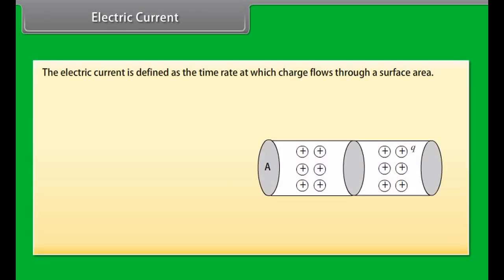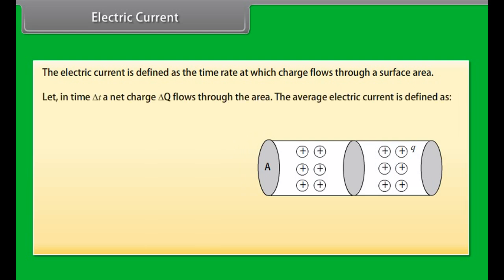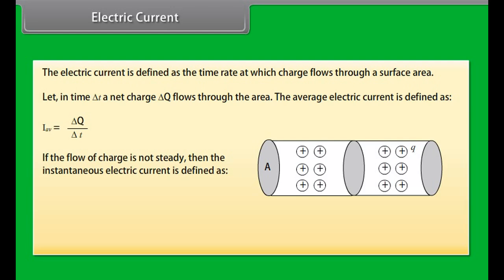Electric current. The electric current is defined as the time rate at which charge flows through a surface area. Let in time Δt, a net charge Δq flow through the area. The average electric current is given by Δq/Δt. If the flow of charge is not steady, then the instantaneous electric current is given by dq/dt. The SI unit of current is ampere.